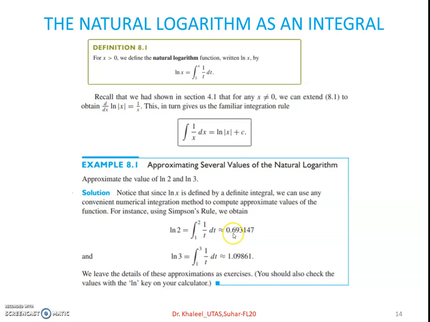So 0.693147. Don't forget, find the natural logarithm. For ln 3, 3 is the value of x, that is the integral from 1 to 3 of 1 by t dt, using this definition. So it is ln 3 minus ln 1, so ln 3 is the answer.